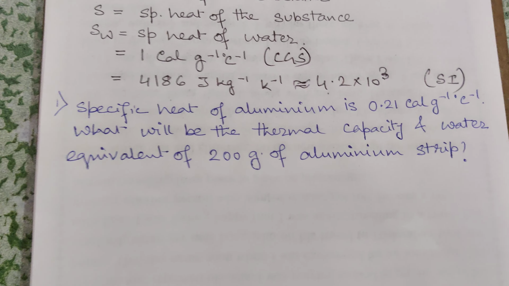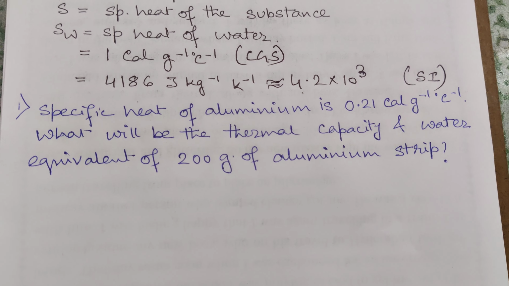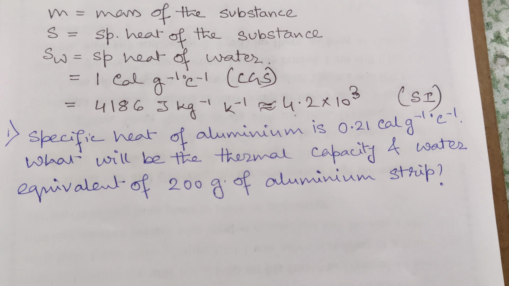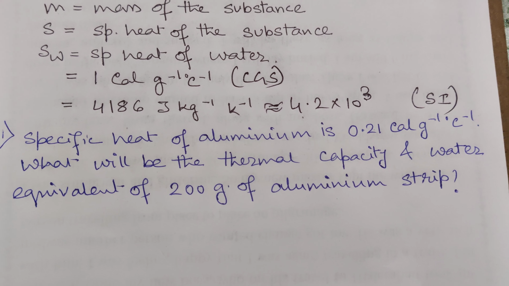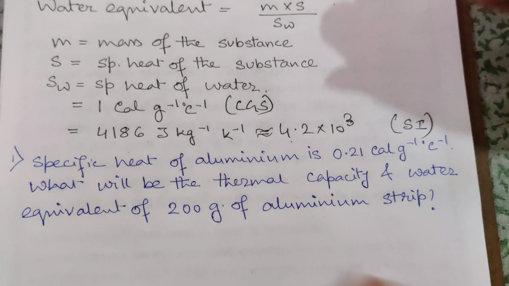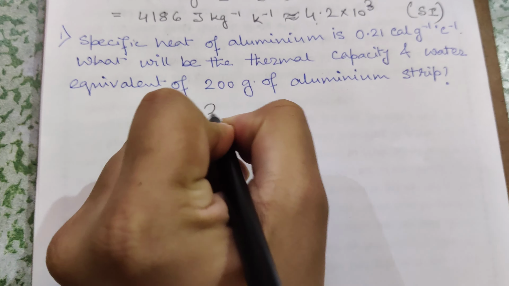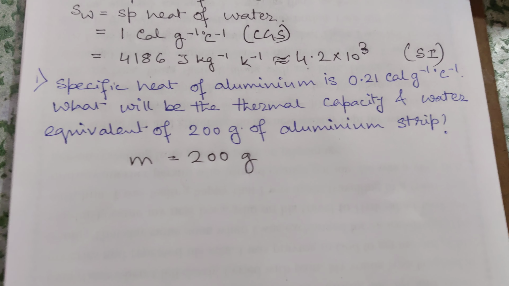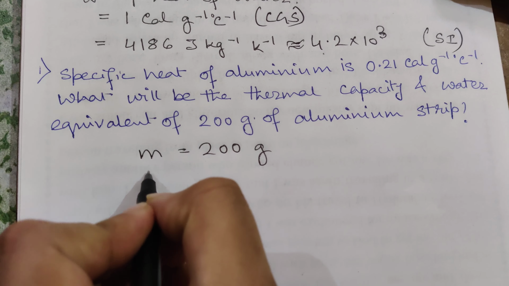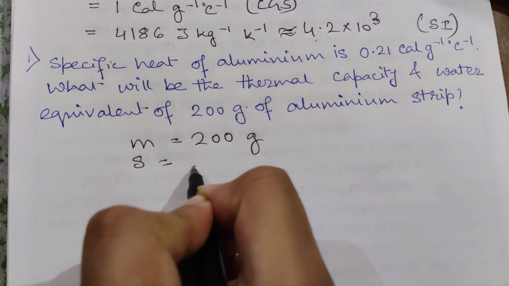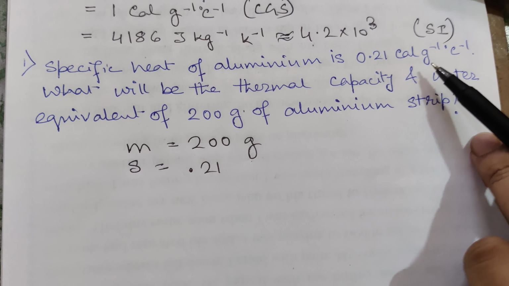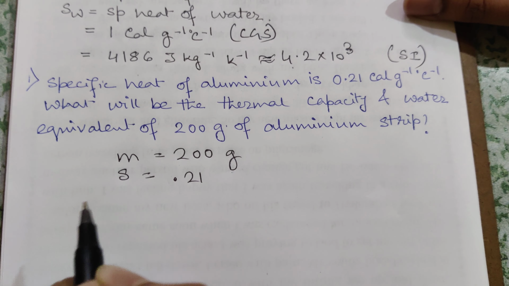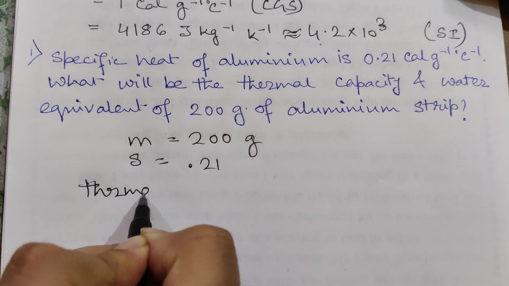Specific heat of aluminium is 0.21 calorie gram inverse Celsius inverse. What will be the thermal capacity and water equivalent of 200 gram of aluminium strip? So here mass is 200 gram. Here we can see from the units, it is in CGS form, and S is given here as 0.21 calorie gram inverse Celsius inverse.